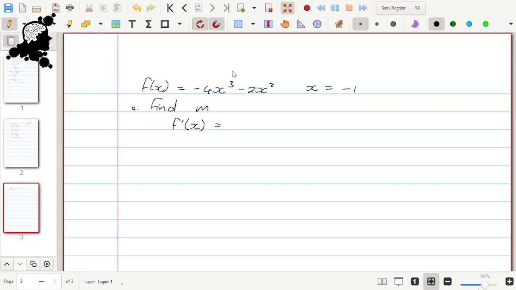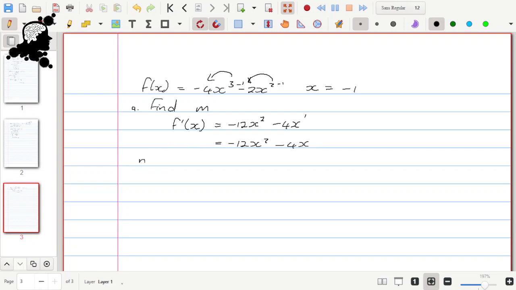And we said, multiply exponent by coefficient. Negative 4 times 3, that's going to give us negative 12x. Subtract 1 from exponent, this is going to be squared. Multiply exponent by coefficient. So, 2 times negative 2 is going to give us negative 4x. Subtract 1, we're just going to get 1 there. So in other words, our derivative is negative 12x squared minus 4x.